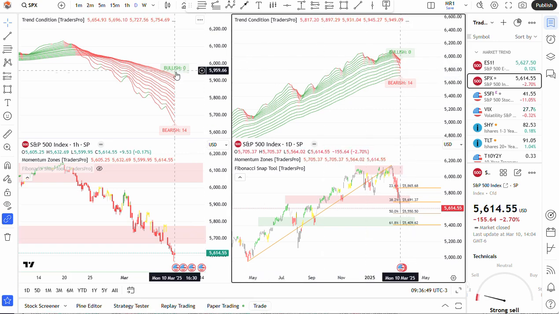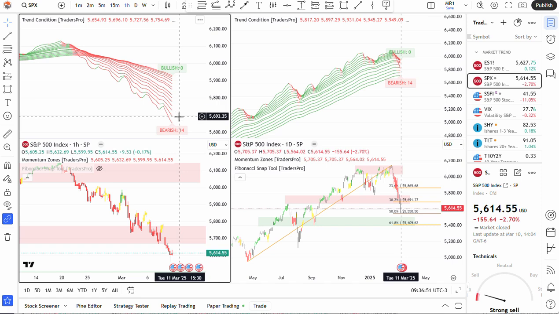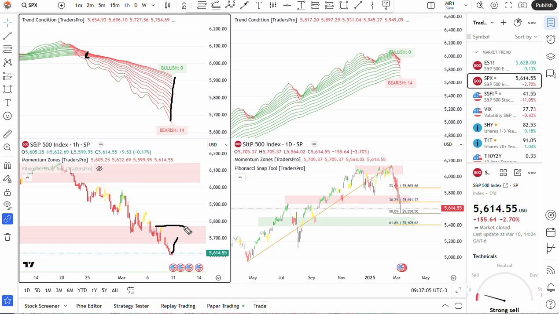We're seeing on the 1 hour time frame majority bearish at 14. Also seeing that trend expanding out versus a compressed trend. We're expanded to the downside. We're definitely oversold in the shorter term. We could see a bounce back into this supply block here, potentially back up to that 5,800 on S&P 500.